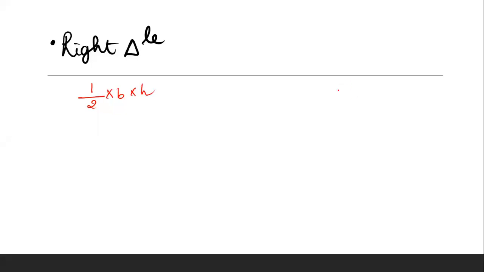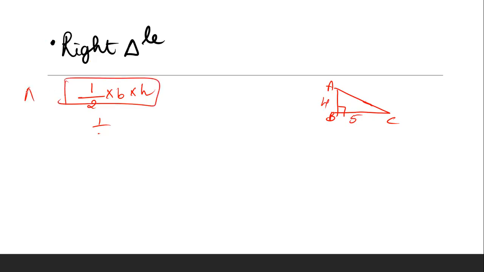This is also very easy. Suppose we have a right angle triangle here, A, B, C, and let's say that we have this base as 5 and this height as 4. If I have to find out the area of this triangle using this formula, then how will we do it?